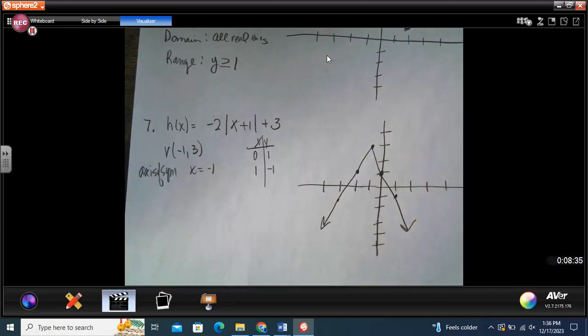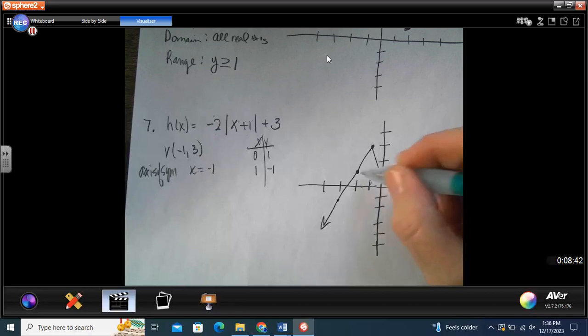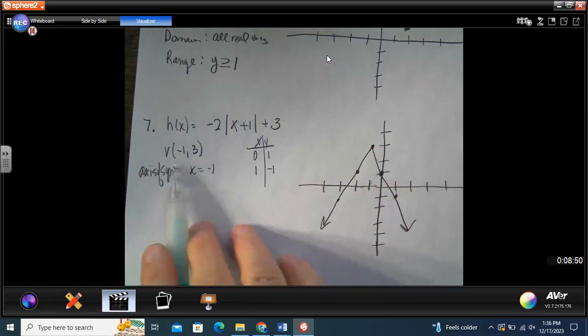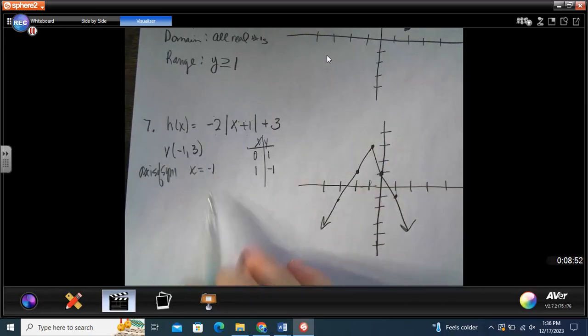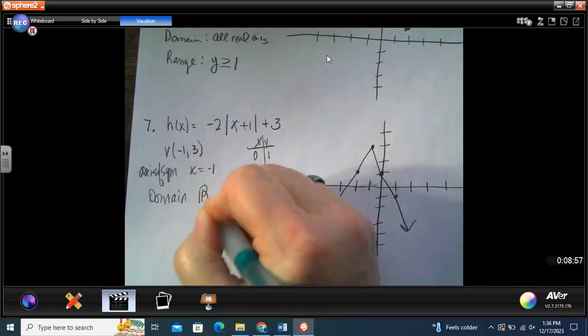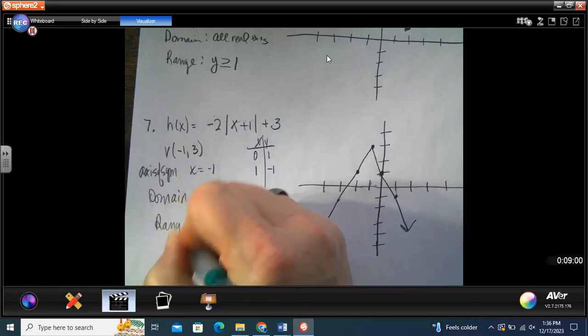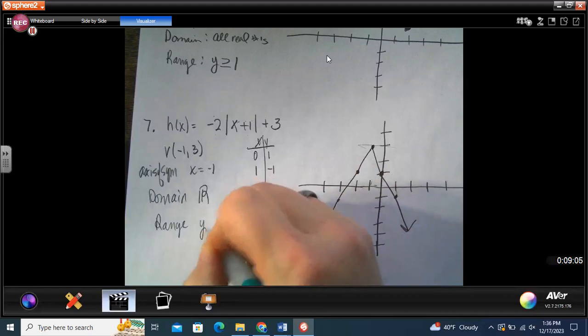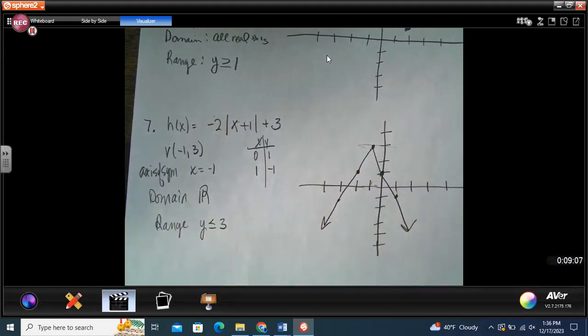So there it is. So I plotted -1, 3, the point -1, 3, and then I plugged in 0 and got 1. Axis of symmetry, I plugged 1 in and got -1. Axis of symmetry, the vertex is -1, 3. The equation of the axis of symmetry is x equals -1. Domain is all real numbers, and the range y is less than or equal to 3. So that y coordinate of the vertex. Okay.